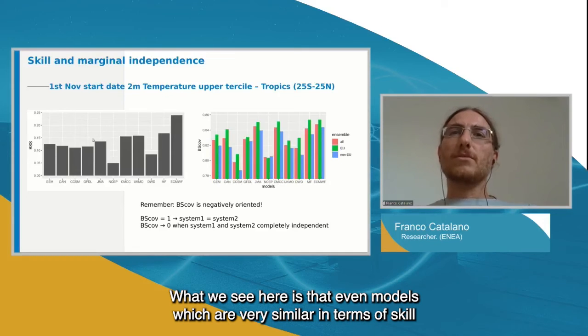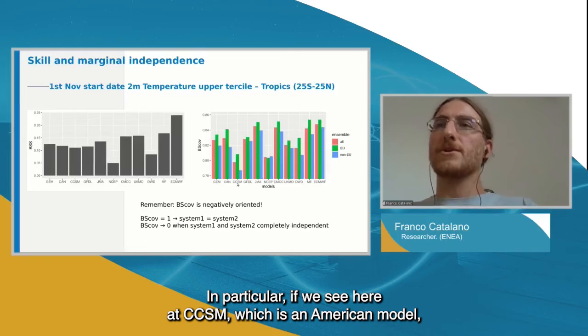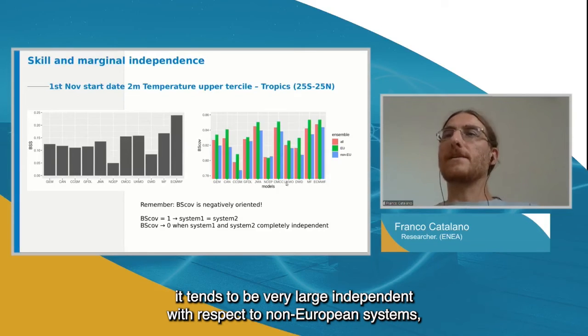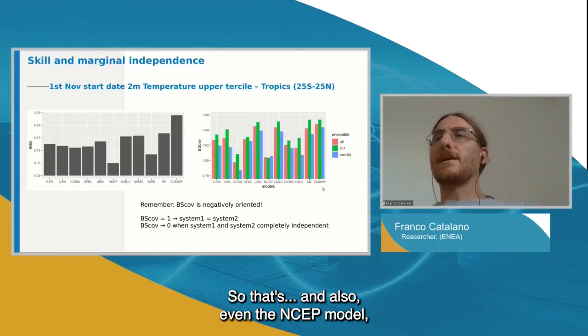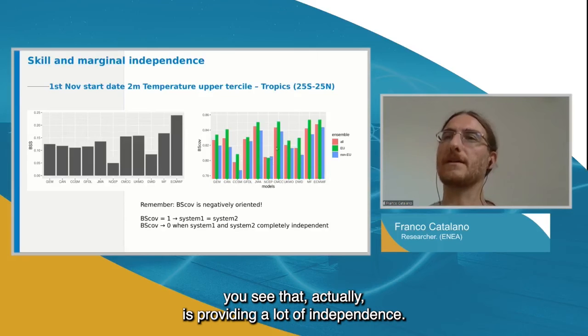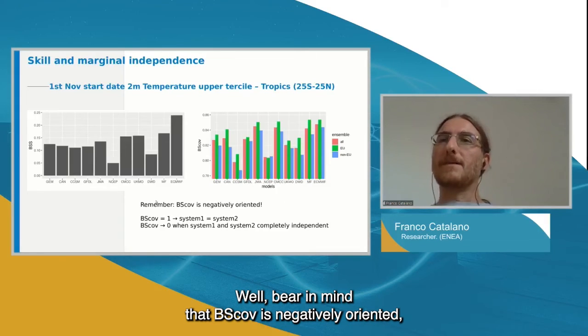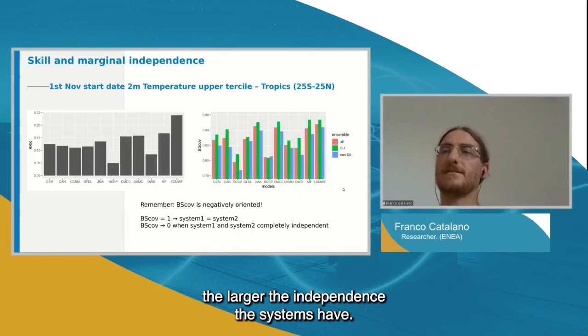What we see here is that even models which are very similar in terms of skill can have very different information if we look at independence. In particular, if we see here CCSM, which is an American model, it tends to be largely independent with respect to the other non-European systems, although if you compare just the skill, you don't see any added value. And also even the NCEP model, which is the worst model here, you see that actually is providing a lot of independence. Well, bear in mind that BS-COV is negatively oriented, so the lower here in the histogram, the larger the independence the systems have.